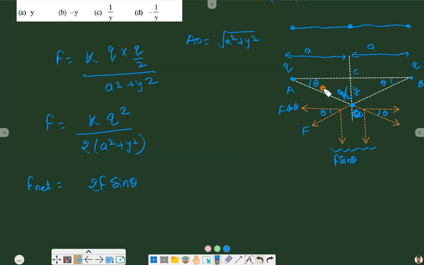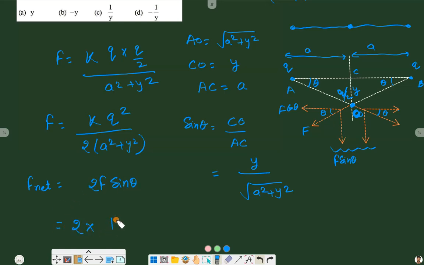So let's see this triangle. We know the value of AO, that is this. We know the value of CO, that is y, and we know the value of AC, that is a. And in this triangle, sin theta will be CO divided by AC, and that will be y divided by a square plus y square. So we will put the value of f and sin theta to find the net force.